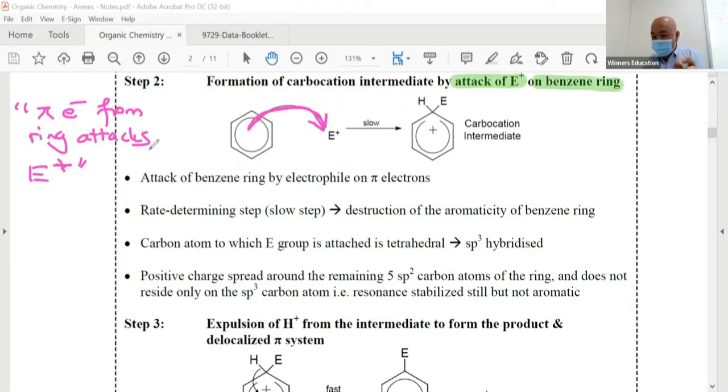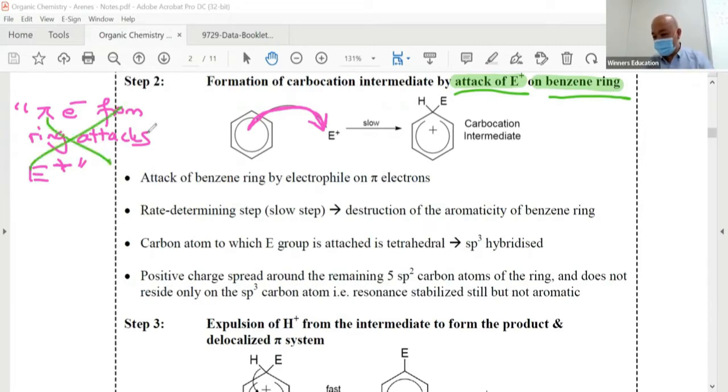Can you see it's opposite? Your English is better than mine, right? There's nothing wrong here. There's no typo error. And this is how they write: attack of E plus on the benzene ring. Meaning is the E plus attack the ring.